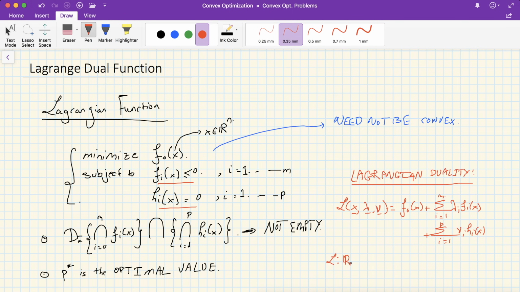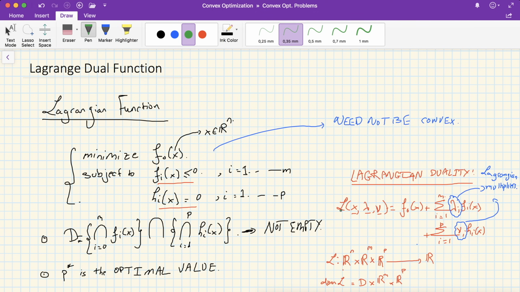L is clearly a function that takes three vectors: x is of size n, lambda is of size m, and nu is of size p. Why is that? We have m lambda i's and p nu i's, and it returns a real number. So we're just mapping all this to the real space. The domain of L will be the domain D of the problem for x, R^m for lambda, and R^p for nu. We usually refer to the lambda i's and nu i's as Lagrange multipliers.